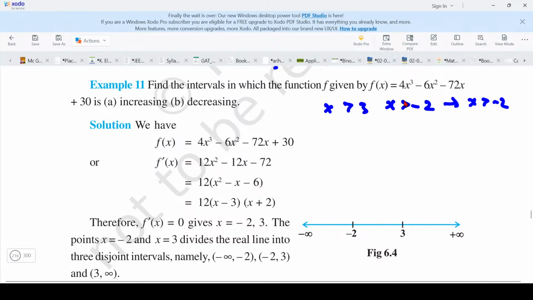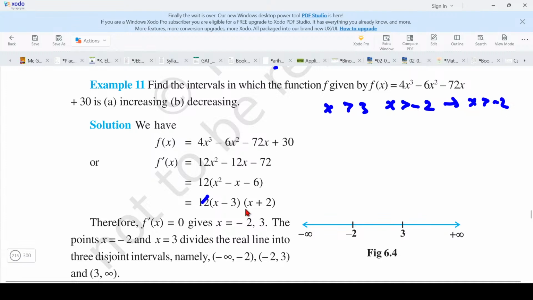So what does that mean? Do you mean to say x greater than minus 2? Between minus 2 and 3, it is negative, no? Okay, so the way to do this is, x minus 3 and x plus 2.